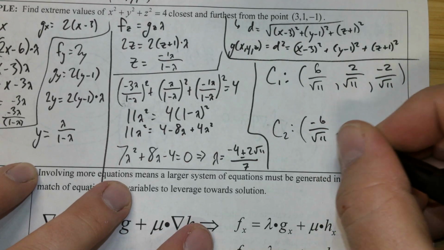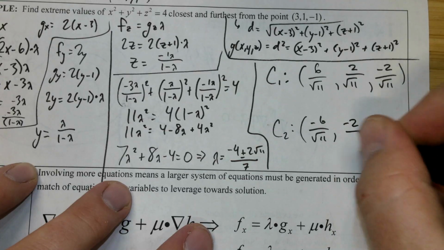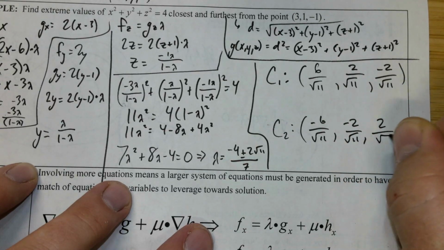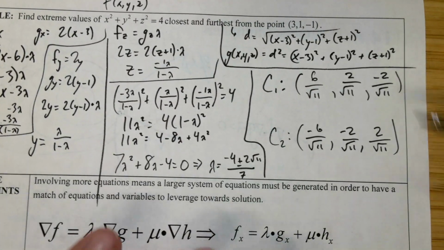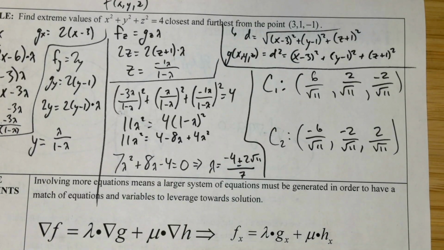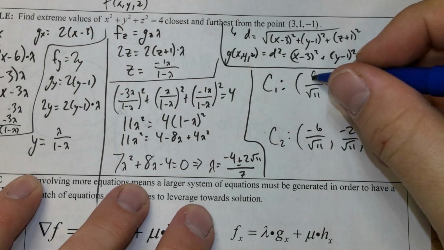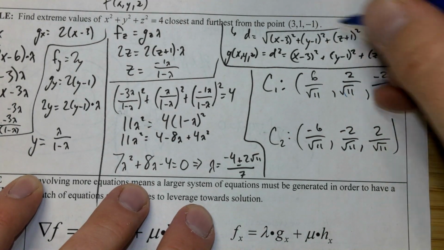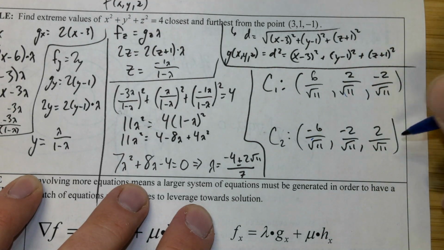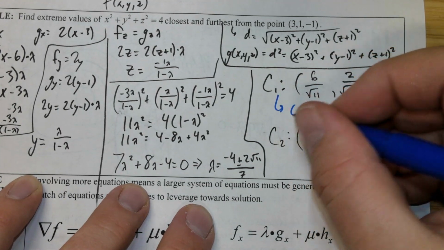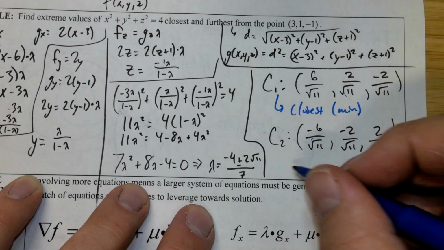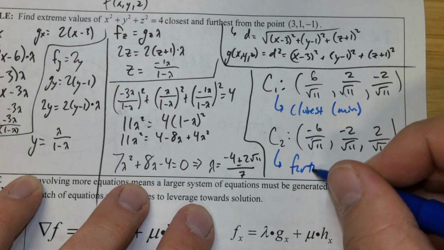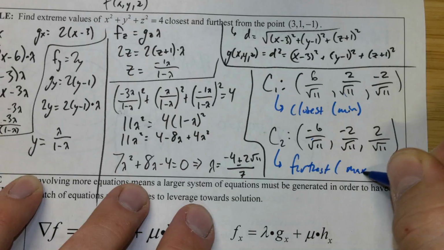Negative 6 over rad 11. Negative 2 over rad 11. Positive 2 over rad 11. And so now this is my opportunity to find out which is the min distance, which is the max distance from that 3, 1, negative 1. I see that this is positive. It's going to be close, positive, close, negative, close, where these have opposite signs. So they're going to be farther away. This is my closest, or my min distance. This is going to be my furthest, or my max distance.